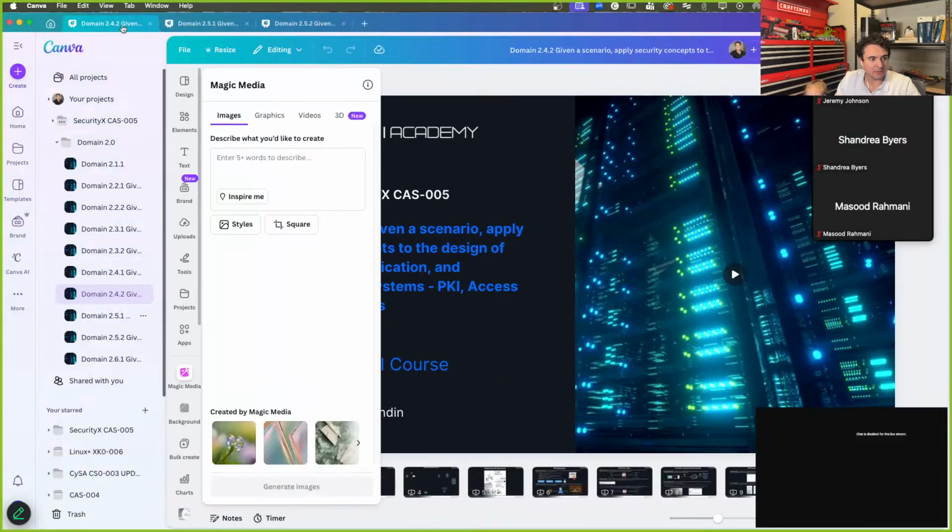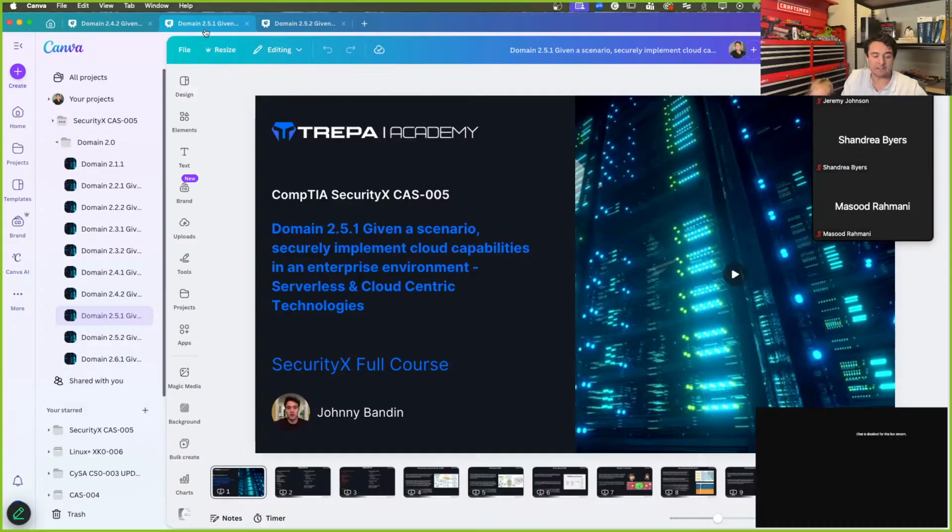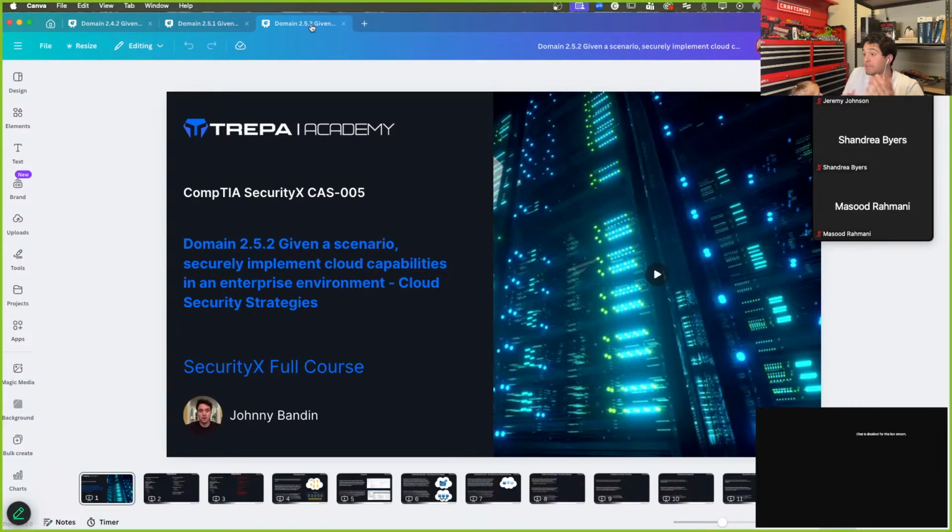So we left off yesterday going over domain 2.4.2, which again, we're gonna go over PKI to start class today. And then we are going to go ahead and finish domain 2. And this is gonna be going over cloud technologies. And then finish up domain 2 and then we'll jump into domain 3 as well.